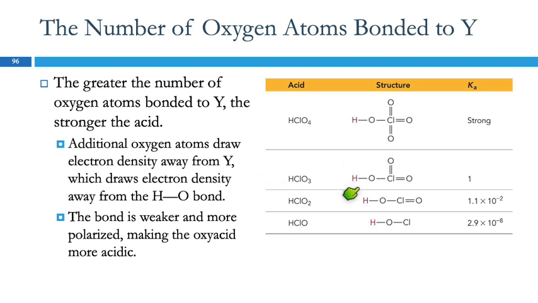Chlorous acid, we've got two oxygens along with the chlorine, pulling electron density away. So this is pretty weak. This equilibrium constant is 1. So that one balances in the middle. You've got half ionized and half not ionized. As we decrease the number of oxygens, this bond gets stronger and the acid gets weaker.